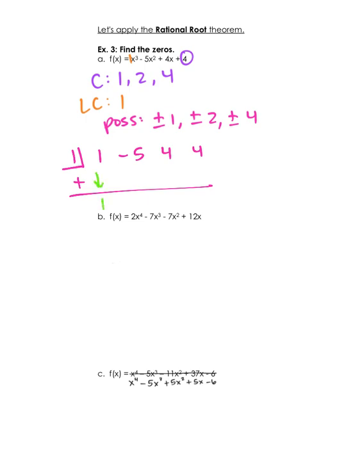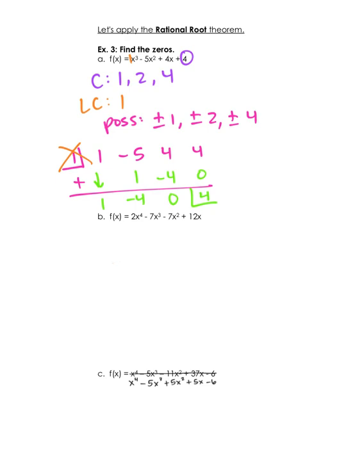So bring down the 1. Multiply. 1 times 1 gives me 1. Add. -5 plus 1 is -4. Times 1 is negative 4. 4 plus negative 4 is 0. 0 times 1 is 0. 4 plus 0 is 4. So unfortunately, that is not going to be an answer.